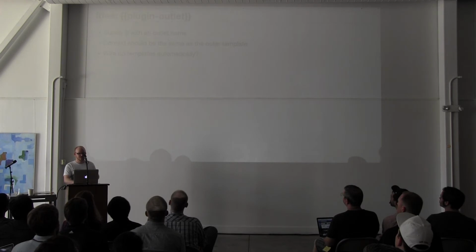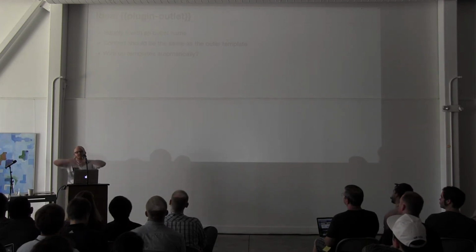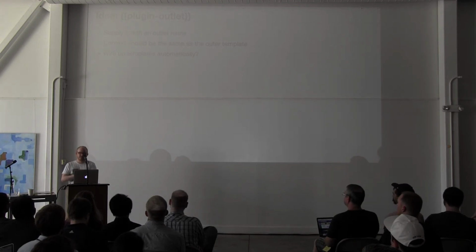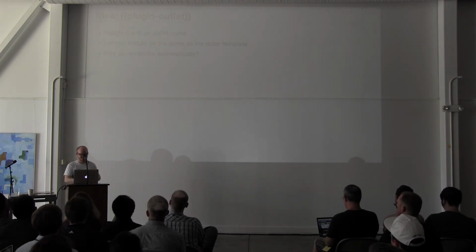So the question is, is there a way that we could do it cleaner? We came up with this idea of a helper called plugin outlet. The idea of a plugin outlet is that you could supply it with a name, and it's going to render a template into the plugin outlet by that name, and it's going to wire it up automatically. And the cool thing is that the context of the template is going to be the same as its parent, as you'll see in a second.